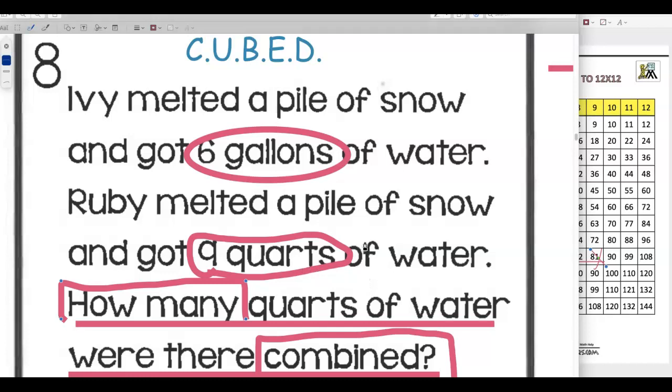Evaluate. So what are the steps that I have to do? Well, I know that because it says combined in all, I'm going to have to add. But I also know I cannot add gallons and quarts. I have to change them into the same unit. And I forgot to box this keyword where it tells me that I have to put it all into quarts. So I'm going to need to convert the gallons into quarts before I add them together. And then the last one is draw a picture. So I'm going to go down to my scratch paper and I'm going to draw a picture.